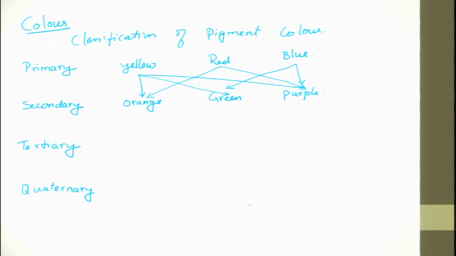Now, I can have the combinations generated out of the secondary colors. So, what are they? They are russet, buff and citron. So, this is yellowish grey. Okay, this is reddish grey and this is bluish grey.